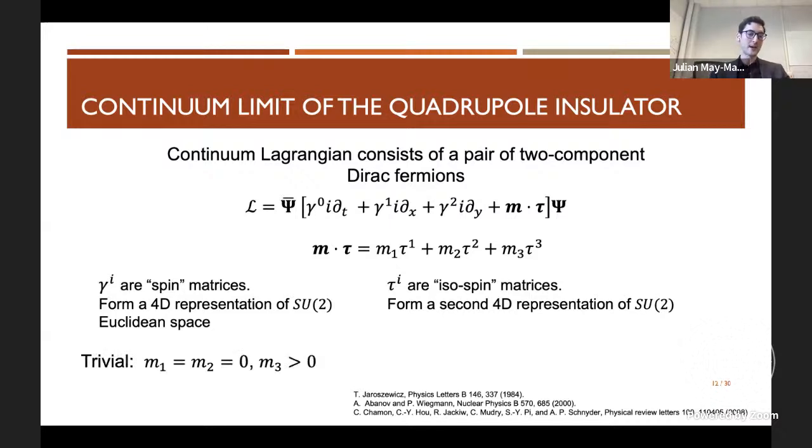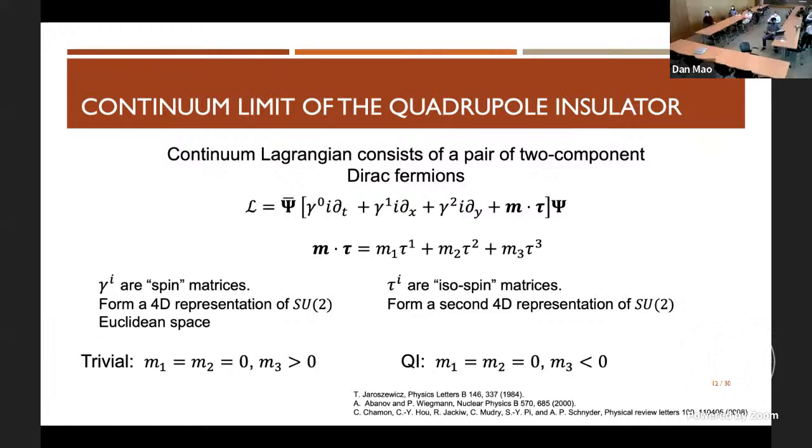And here we're going to see, since we're close to this band crossing we mentioned earlier, the trivial regime occurs when M3 is greater than 0, and the quadrupole insulator phase occurs when M3 is less than 0. Here we're going to be interested in the quadrupole regime. We're not really worried about the second band crossing we saw earlier. So we're going to assume that we're solidly in the quadrupole regime for all values of M3 less than 0.